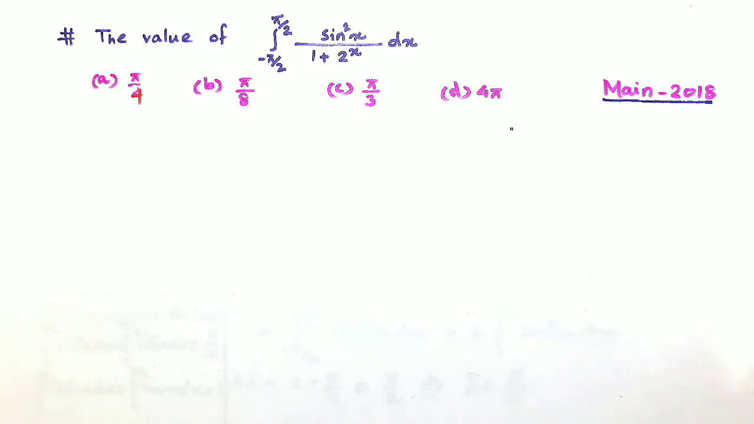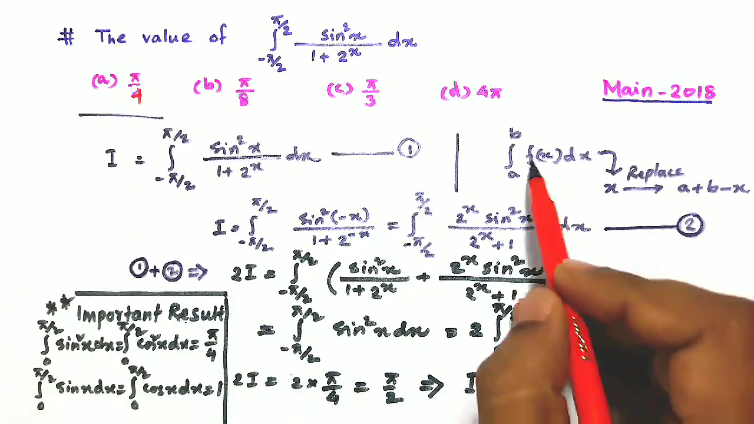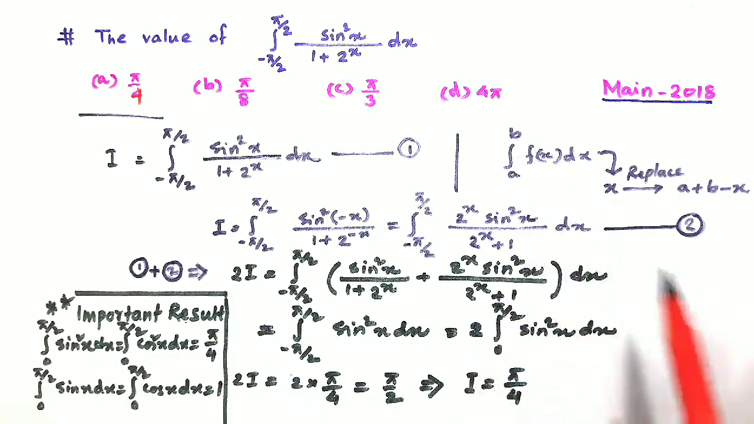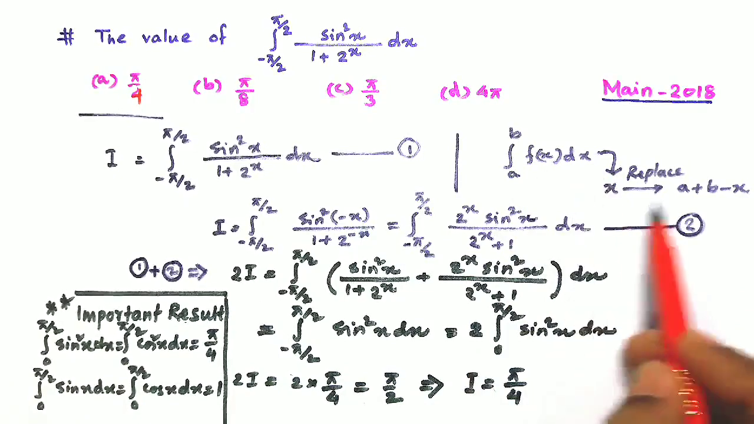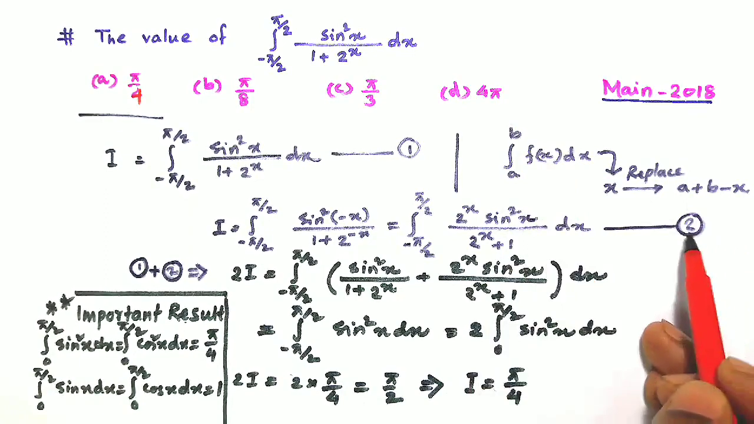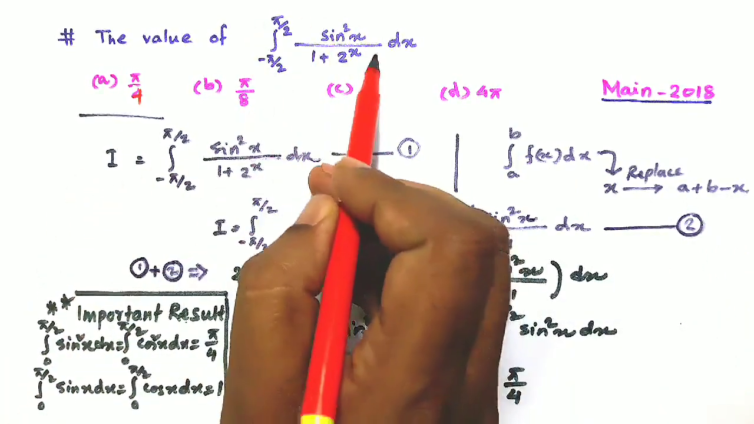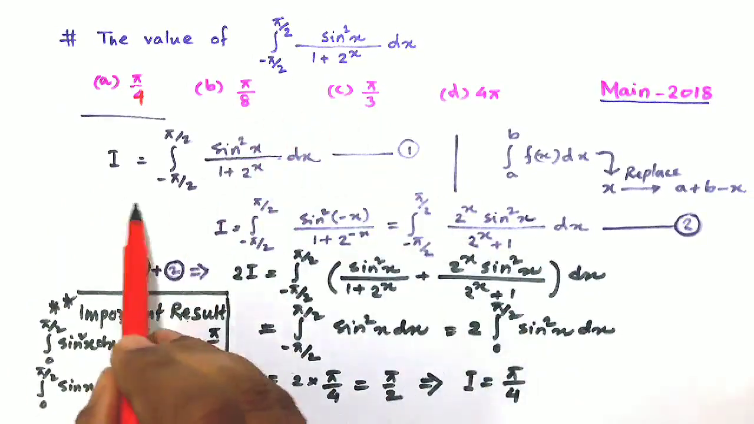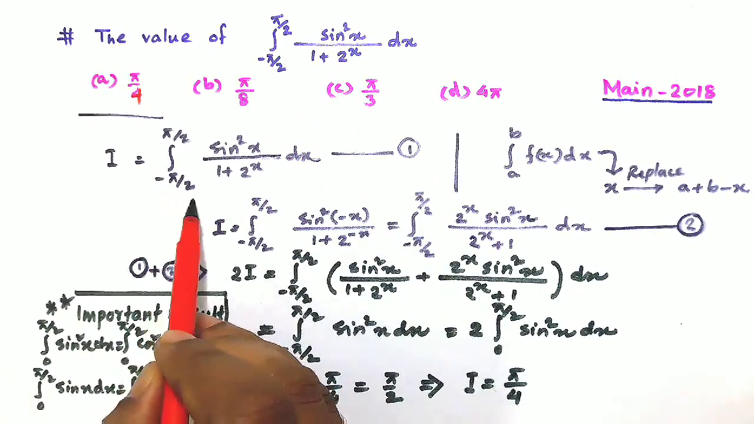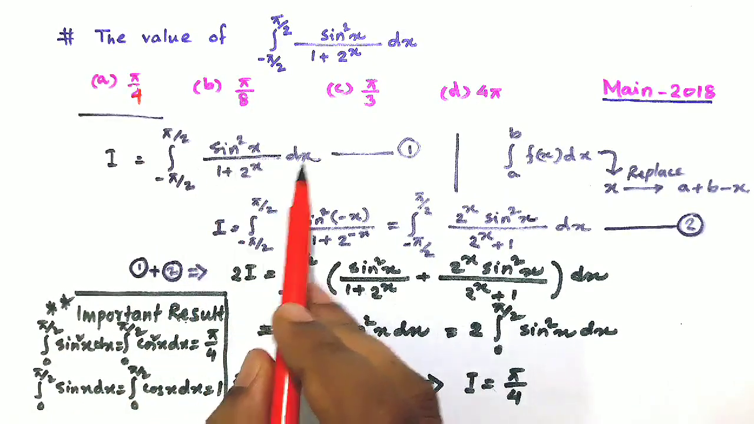So one option is remaining here. You have to apply the property of integration, this is integration a to b f(x) dx. You just replace this x by a plus b minus x. Okay, a plus b minus x. Here I is equal to, let us consider that this definite integration be I. So I is equal to integration minus pi by 2 to pi by 2 sin square x divided by 1 plus 2 to the power x dx.